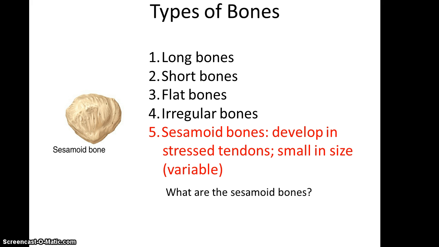Sesamoid bones. Well, sesamoid bones vary in number from person to person. They tend to be really small in size and found in tendons that get stressed frequently. However, there is one kind of sesamoid bone that we would expect everyone to have, and that would be the patellae, one patella in each knee.